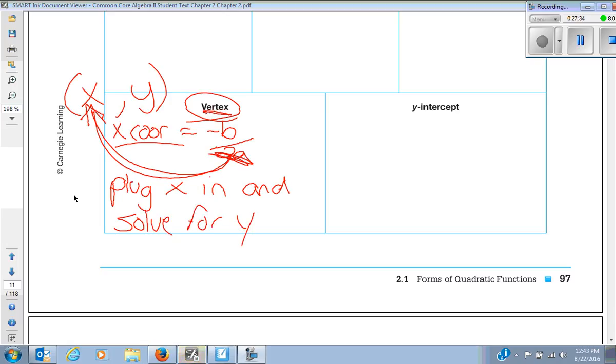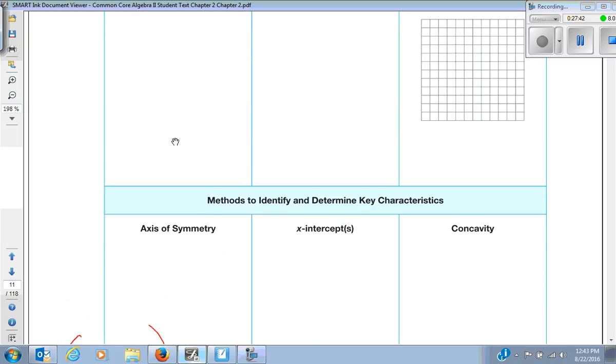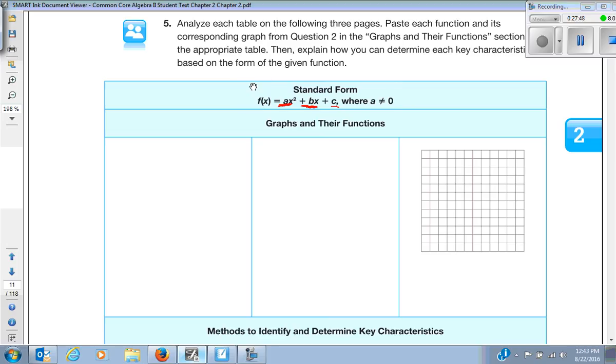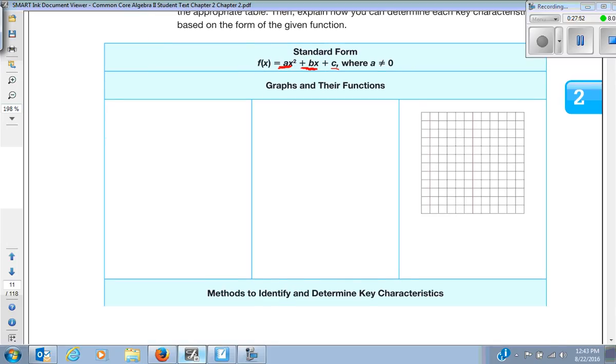So that means you're going to take this guy right here that you found. You found this x-coordinate by doing this equation. You would then take it and plug it into up here and solve for what y would be. And that would get you your vertex. We'll do actual examples tomorrow, but that's kind of an understanding of it.